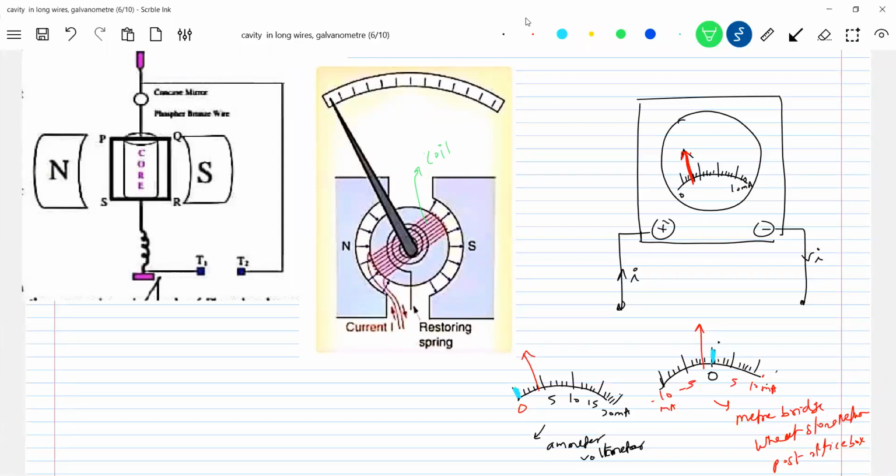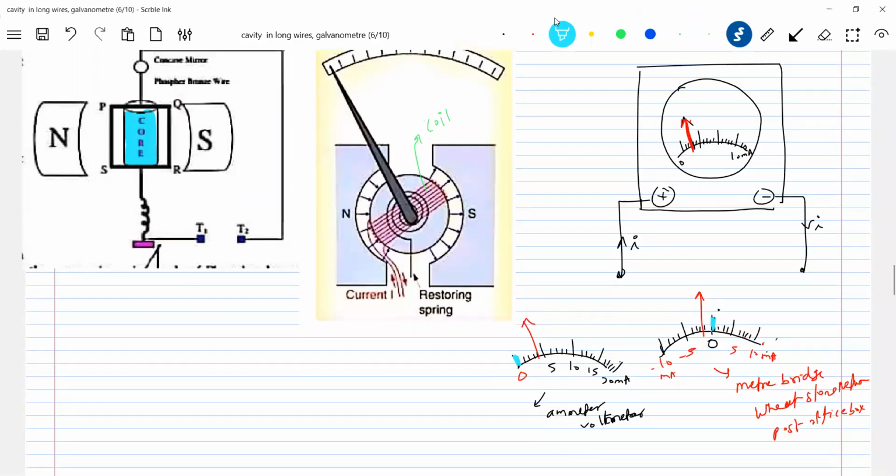This is a coil of N turns. And where is it wound? It is wound on the core, iron core. This is a cylinder. I'll shade all one by one. So this is a cylinder. What is this? Iron core cylinder. So first what I do, I'll take an iron cylinder.